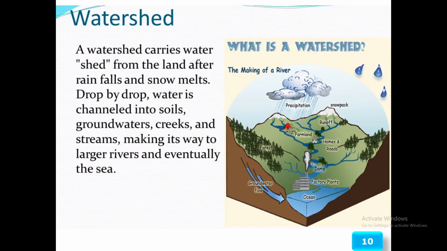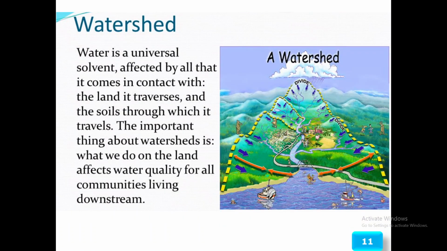the sea. In the making of a river, precipitation and snowfall water is formed and runoff will flow through farmland, roads and slopes along the way, and the river will flow. Finally, it will mix with the ocean. Groundwater flow also will be lost through this area. So this picture shows very clearly the runoff and finally where it will be mixed.